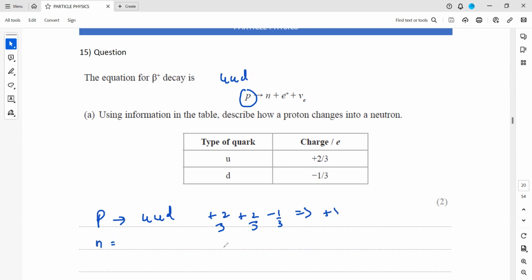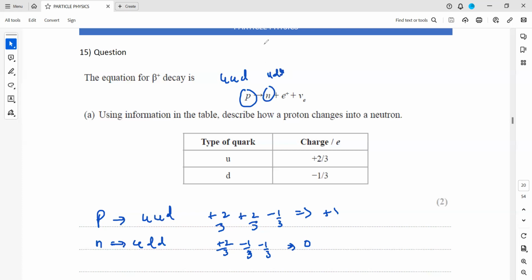And it changes to a neutron. When it changes to a neutron, it is up, down, down. Up is plus 2 by 3, down is minus 1 by 3, and minus 1 by 3. So the net charge will be 0.